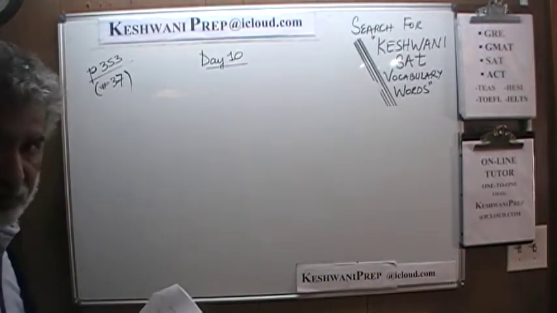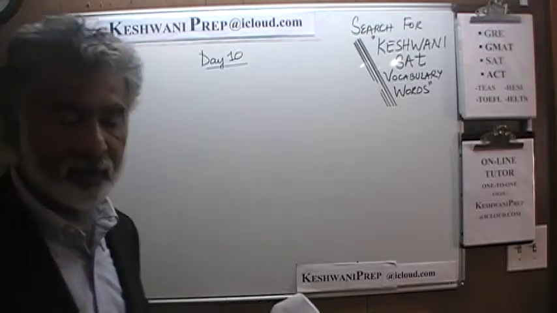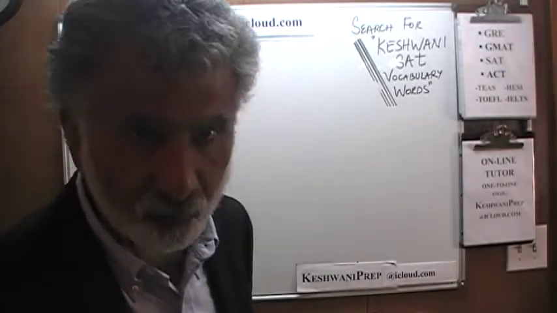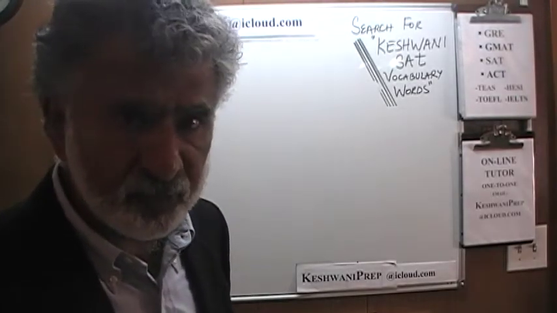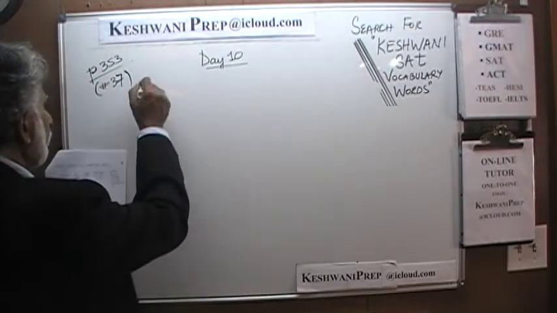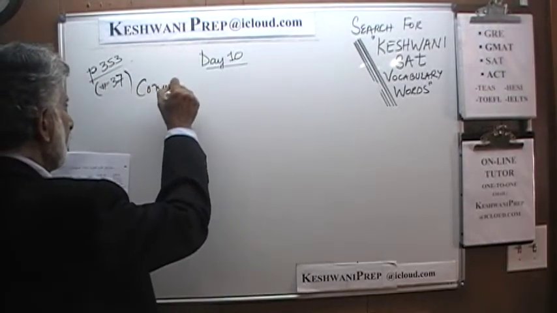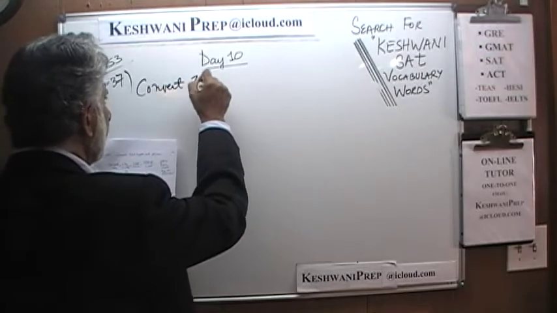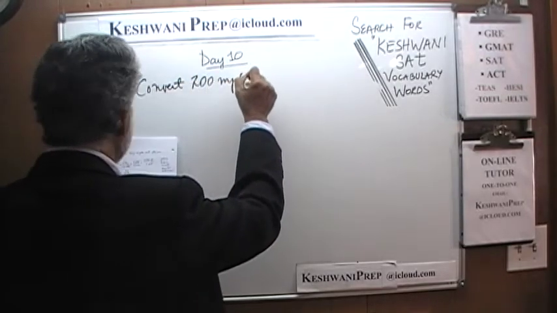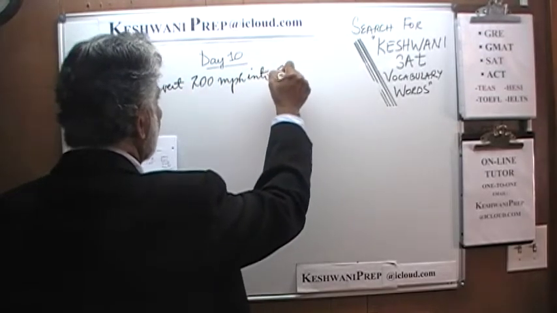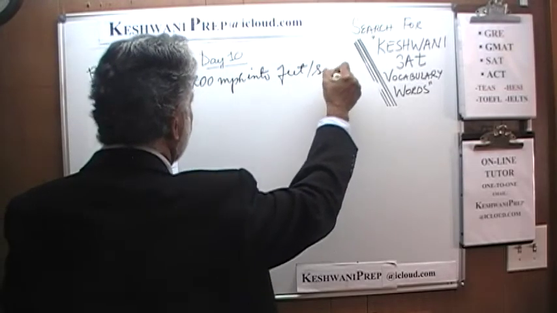Number 37 is very easy. It's not very easy, but what I meant to say is number 37 is very straightforward. All they want us to do is to convert 200 miles per hour into feet per second.